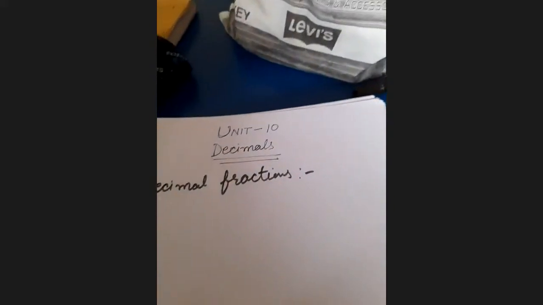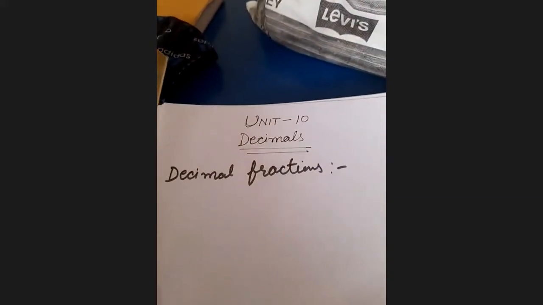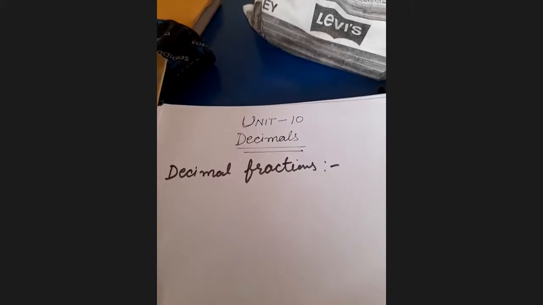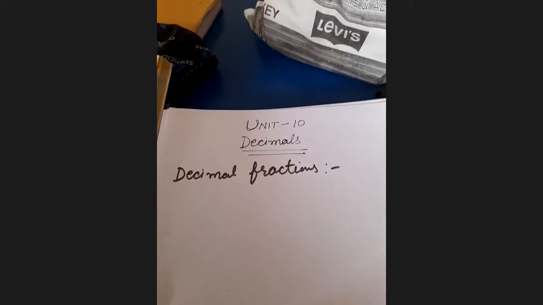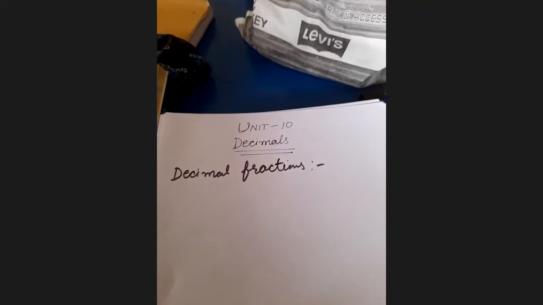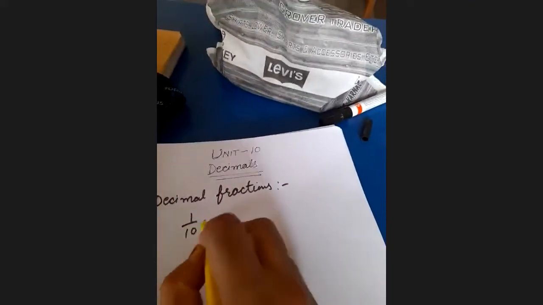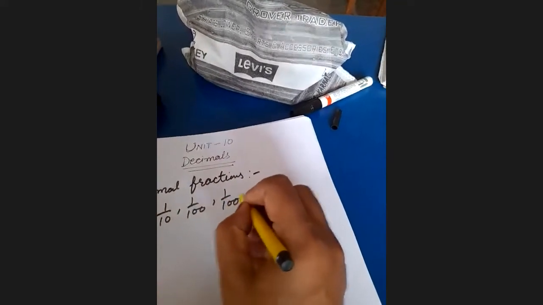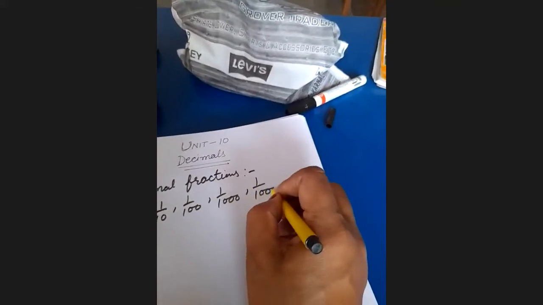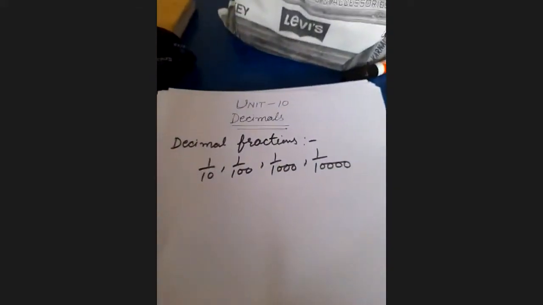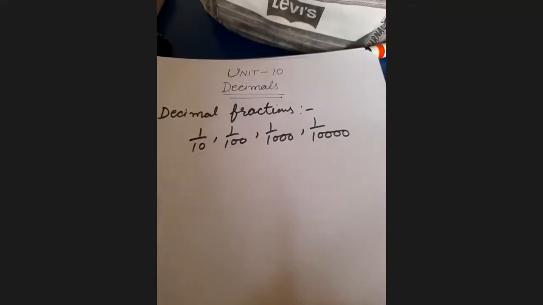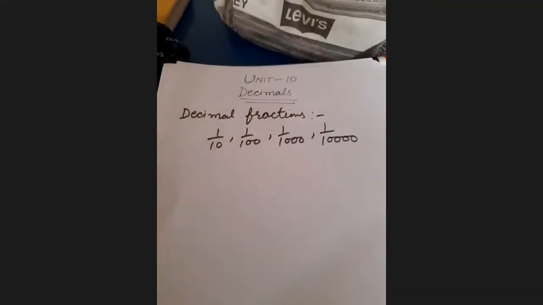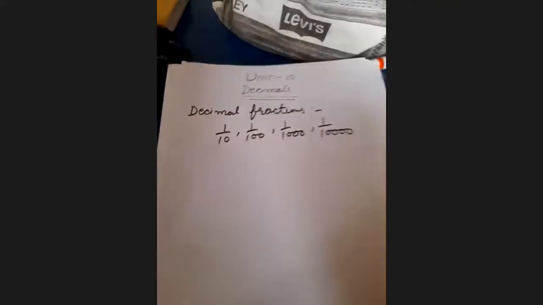Yes, friends, the fractions in which the denominator is 10, 100, 1000, 10,000 are known as decimal fractions. For example, these are decimal fractions. Now, students, to explain more, first we will divide a figure into 10 equal parts.